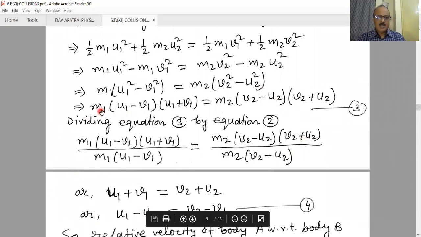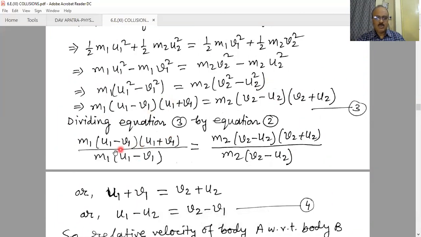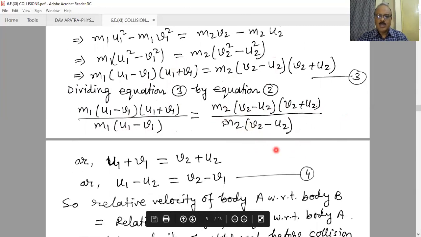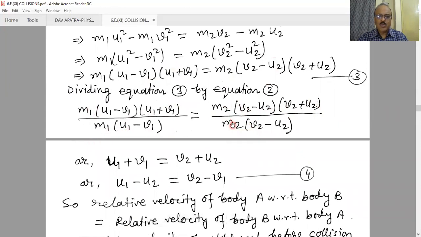The left hand side of equation 3 is m1 (u1 minus v1) into (u1 plus v1), and the left hand side of equation number 2 is m1 into (u1 minus v1), which is equal to the right hand side of equation 3, m2 (v2 minus u2) into (v2 plus u2), divided by m2 into (v2 minus u2). Now it is clear. The common terms cancel out each other, and ultimately we get a very simple equation: u1 plus v1 is equal to v2 plus u2.